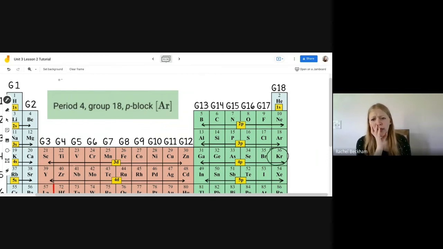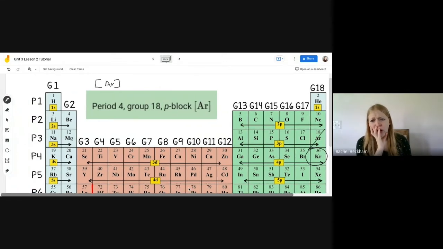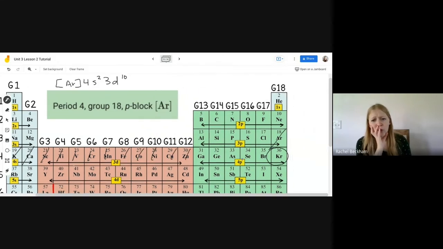The previous noble gas to Kr is Ar, right? And starting where Ar left off, after Ar is this period here, which is 4S. How many are in this section? 2. 2 of them here. And now we're on the 3D section. You see how this is 3D? And how many elements are here? 10. And now we're on the 4P section. And then how many elements till I get to krypton? 1, 2, 3, 4, 5, 6. So this is my answer for this one.